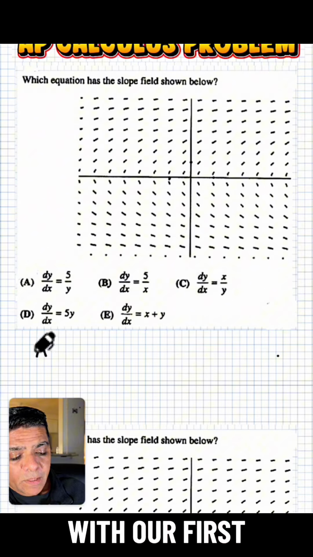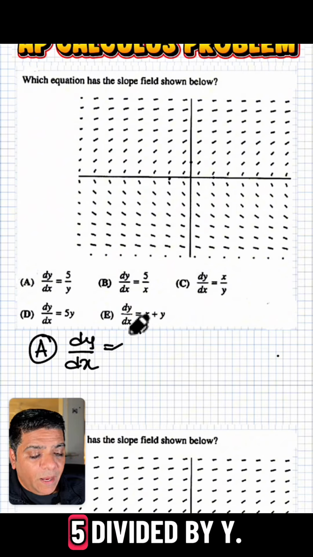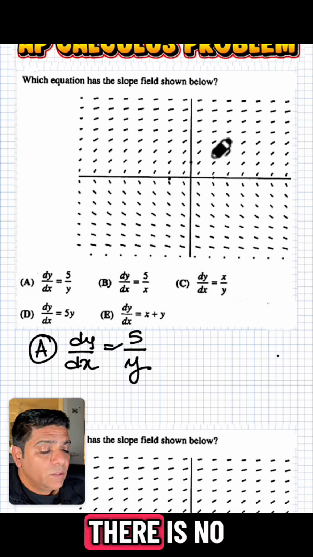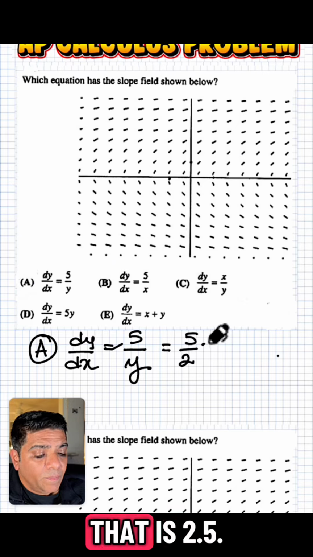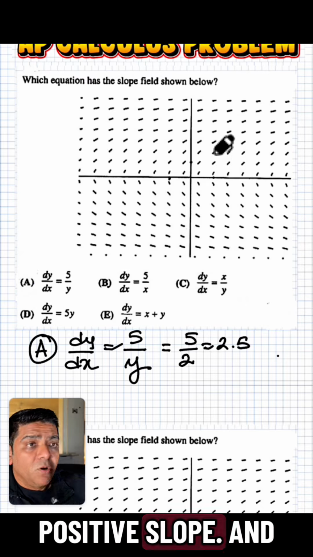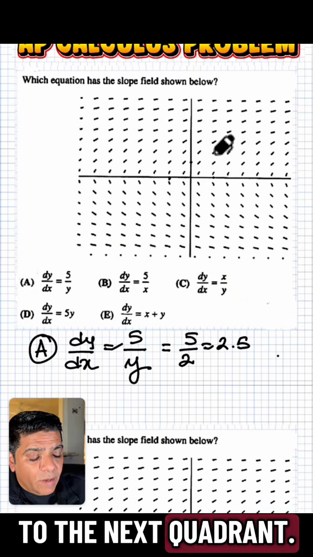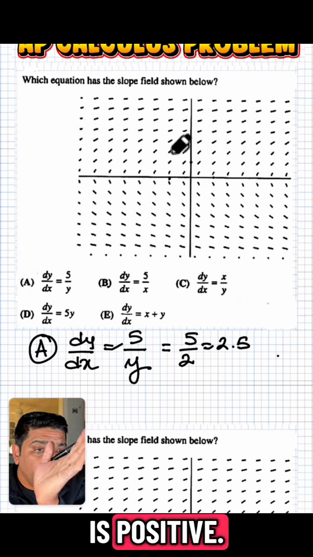Okay, so let's start with our first choice, A. A is dy/dx equals 5 divided by y. For our point in the first quadrant, (2, 2), there is no x value here. So the slope is going to be 5 divided by 2, that is 2.5. That's a positive slope. If you look here, it is a positive slope, and it looks like it might be 2.5. And then you go to the second quadrant, you see again y is 2, and again the slope is positive. Works for the second quadrant.